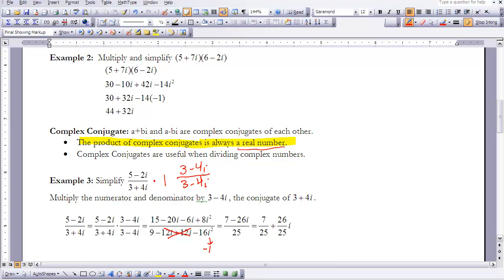Let's simplify on top. This would give me a -26i. This would be a -8. So 15 and a -8 would make 7. So that gives me 7 minus 26i over 25.